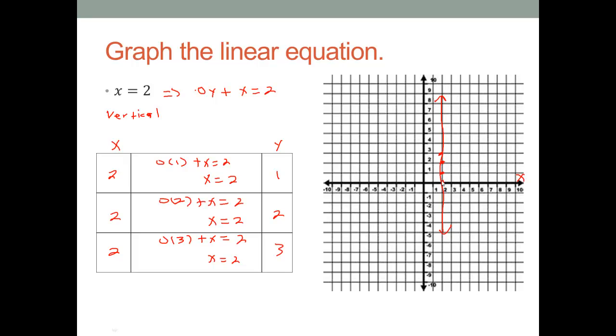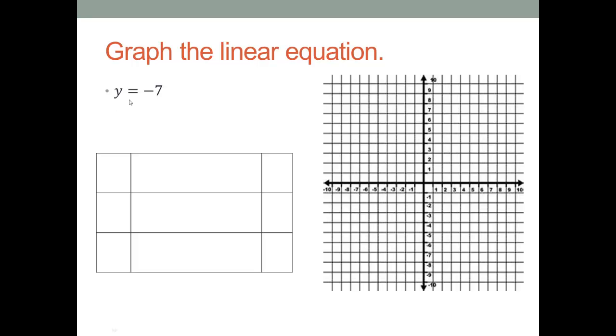If it would have been x equals negative 3, we could have come to negative 3, drawn a vertical line there. x equals 5, we could have gone to 5, vertical line there. So there's really no need to do a table when you just have x equals a number. Okay? This is very similar. y equals negative 7. That means 0 times x plus y equals negative 7.